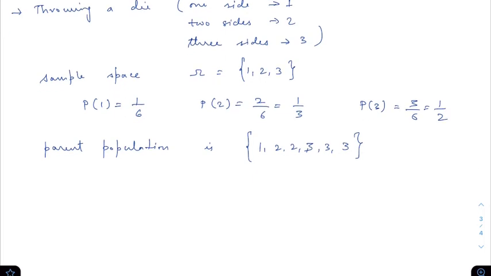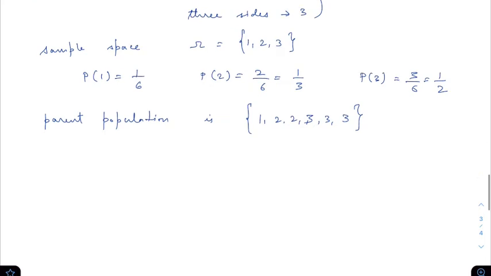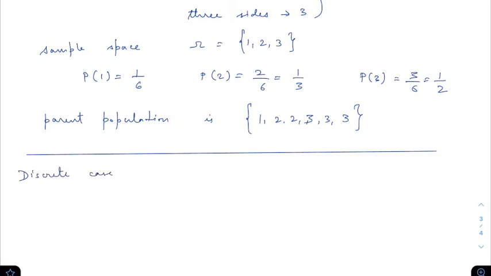In the discrete case, we have a probability function f of x, which is greater than 0 for each value of x in capital Omega. From the axioms of probability, the sum of all those should equal 1.